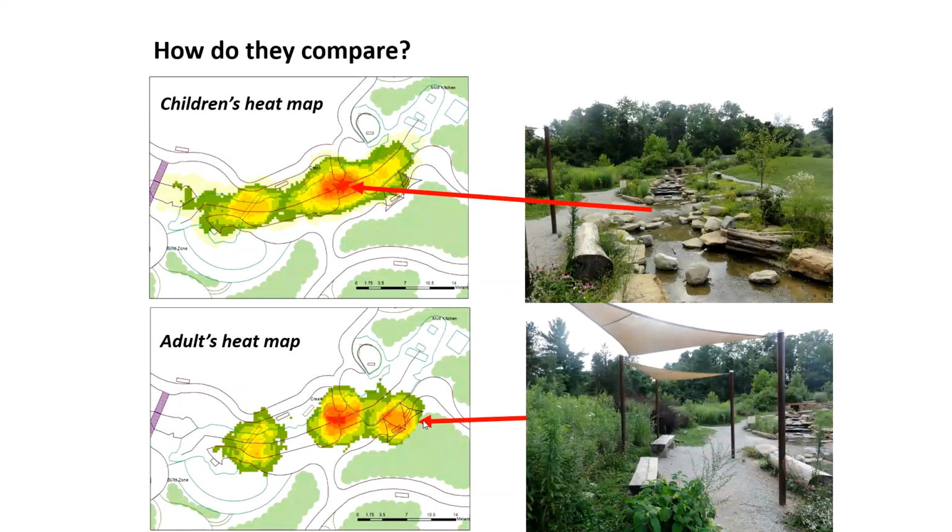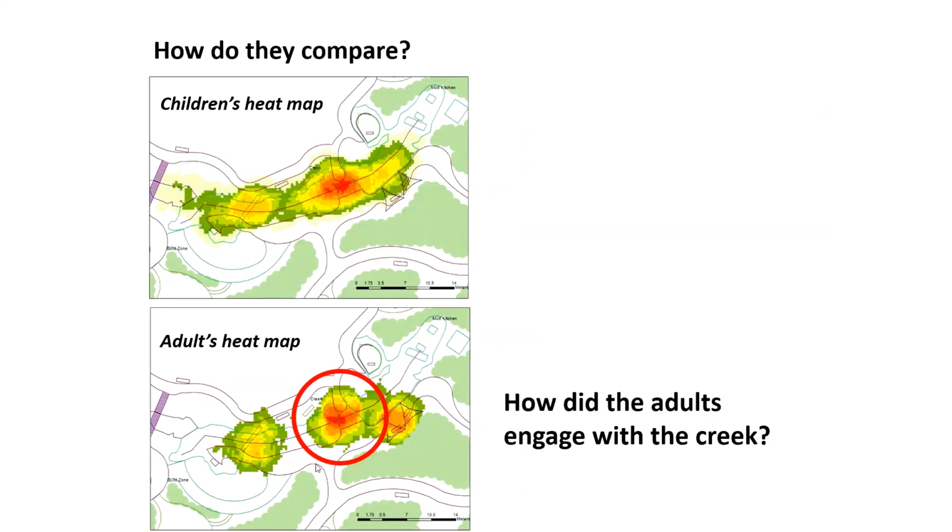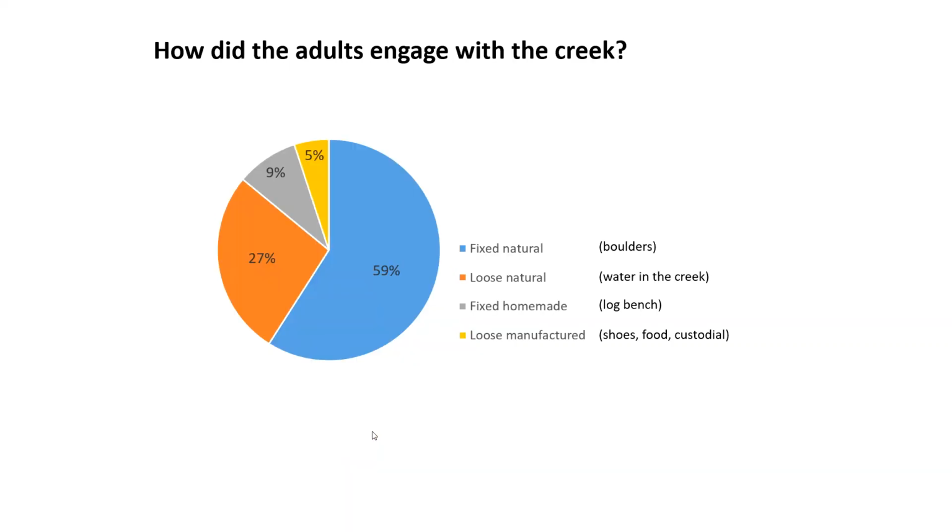But I was interested in looking more at the creek. So again, here's a picture of the shade cells with the benches, right? Here's that shallow area where the children tended to congregate. But I was really interested in what was happening here, right? Were the adults playing in the creek? What was going on? So one thing that we documented was environmental interaction.